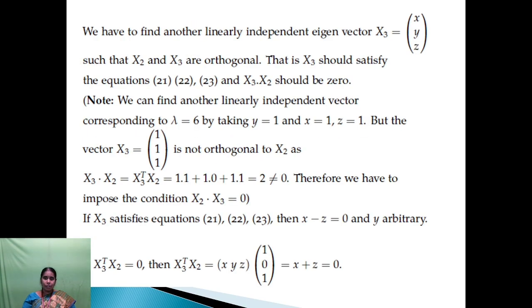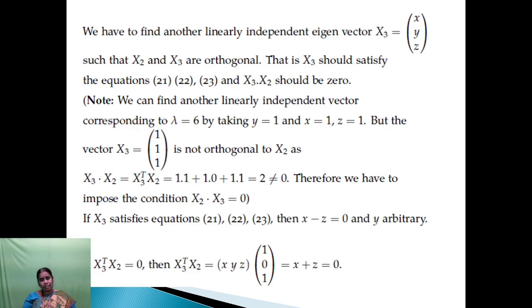Next, we have to find one more eigenvector for lambda equal to 6. For that, if x3 satisfies all 3 equations, then it is orthogonal. In that way, I am going to choose x3 transpose into x2 equal to 0, which is nothing but (x, y, z) into (1, 0, 1), giving x plus z equal to 0. Similarly, x3 transpose into x1 equal to 0 gives x minus z equal to 0. I am just multiplying my x3 with x1 and x2.